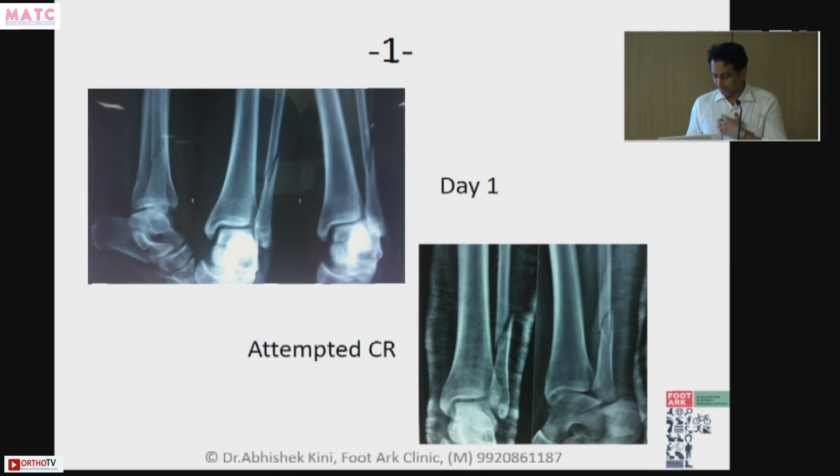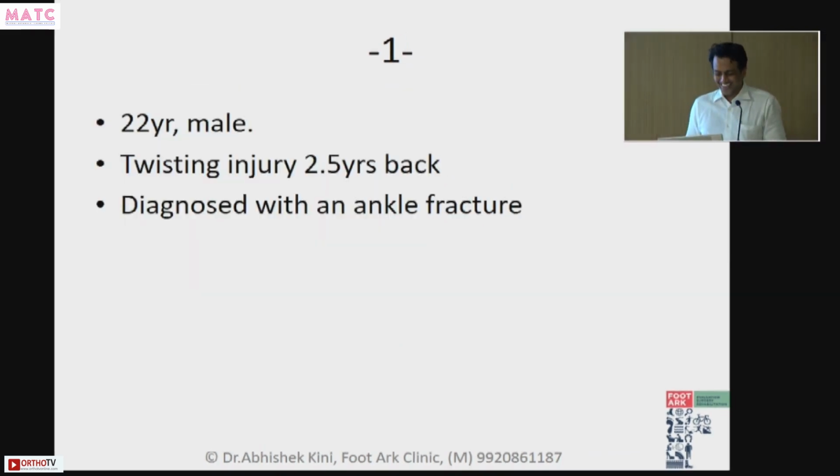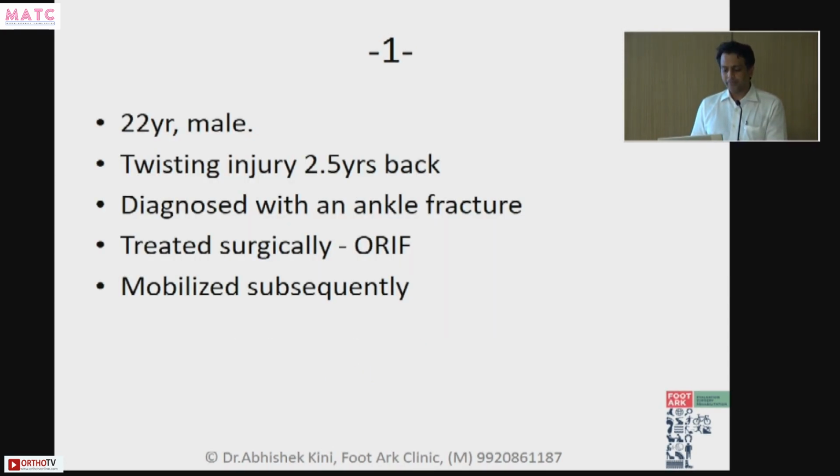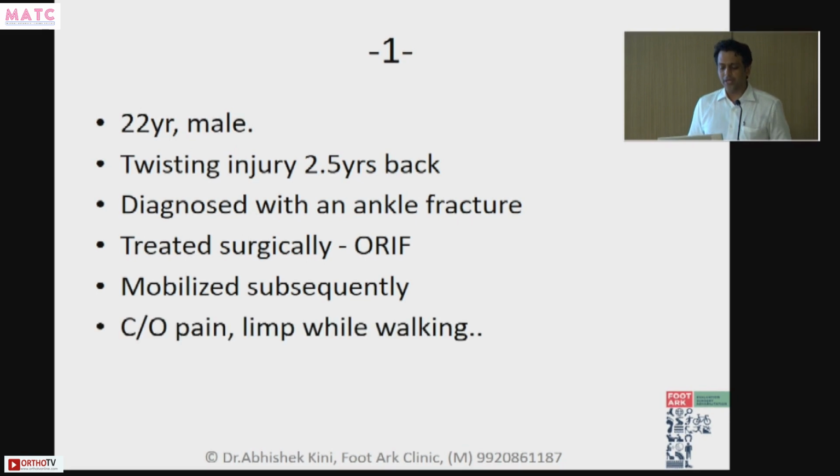You would accept this X-ray? Okay. Good. You're not doing foot and ankle. Okay. So diagnosed, it was treated surgically and mobilized. This was his X-ray, and once syndesmotic tightrope was put. But unfortunately, you could see that it is still opening. And he complains of pain and limp while walking.